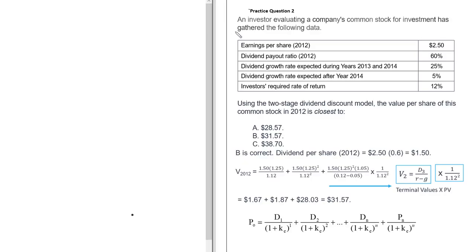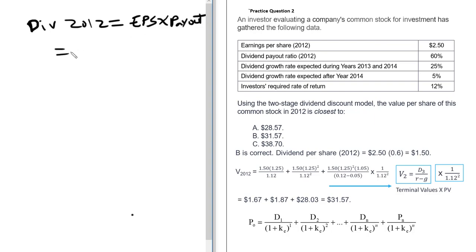So we're going to finish this video with the last practice question. An investor evaluating a company's common stock for investment has gathered the following data. Earnings per share 2012, $2.50. The dividend payout ratio is 60%. So that's how we calculate the dividend. The dividend for 2012 equals the earnings per share times the payout ratio.